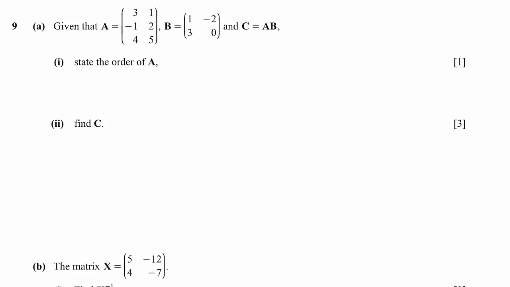So we're given that A is this matrix here and B is this matrix here, and that C is equal to A times B. We want to state the order of A. Well, it's got 3 rows and 2 columns, so it's a 3 by 2 matrix.